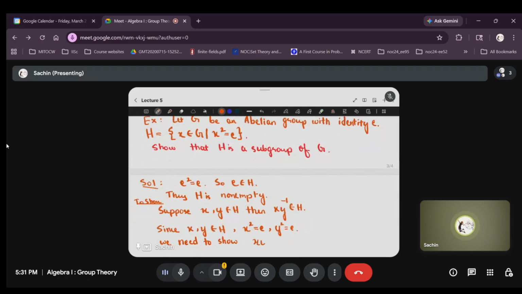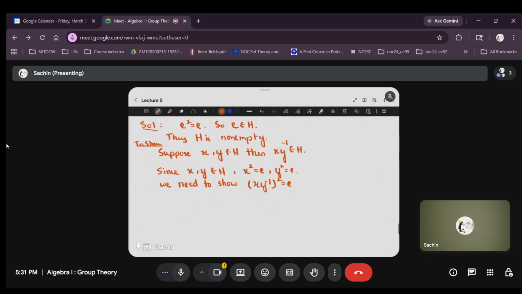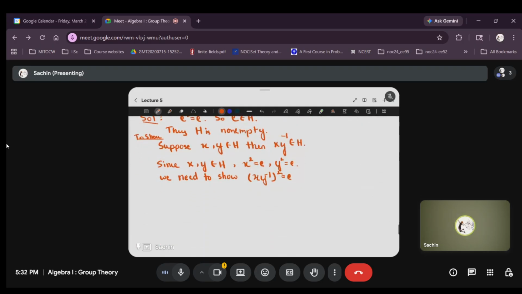We need to show that (X Y inverse) whole square is equal to E, right? That is what it means to be an element of H. By definition, I have defined H as the set of all x in G such that x square is equal to E. So to show that X Y inverse is an element of H, we have to show that (X Y inverse) whole square is equal to E. And how do we show that in an abelian group?